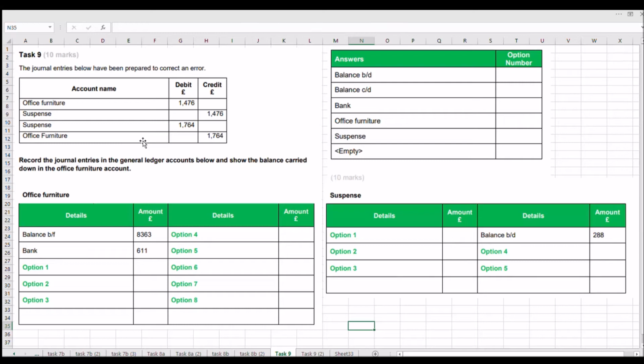This is a sort of T accounts balancing down question, really. So you've got some journals here which are correct and error, and then you're going to put them into the T accounts for the office furniture and suspense accounts there. Carry down, work out what the balance carry down figure in the office furniture account is, top it up, that kind of thing. Should take you realistically 3 minutes. I'll come back in 3 minutes.